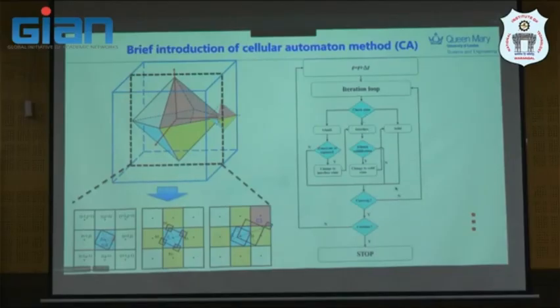And the interface cell has the ability to catch the liquid cells, and with the solidification progress, the interface will change to the solid cells. Here is the flow chart of the different cells. They will change their state by this flow chart.